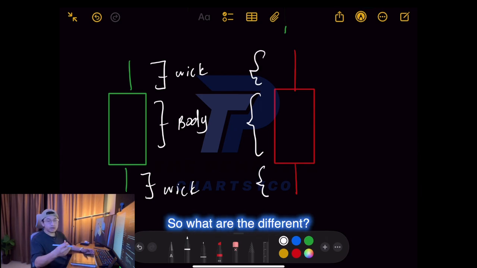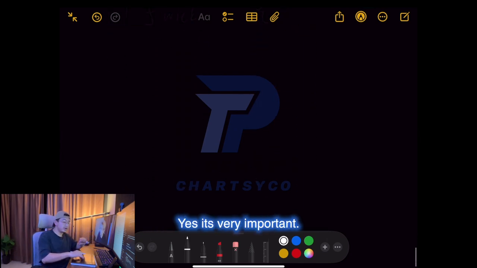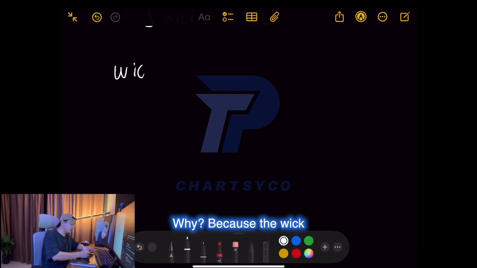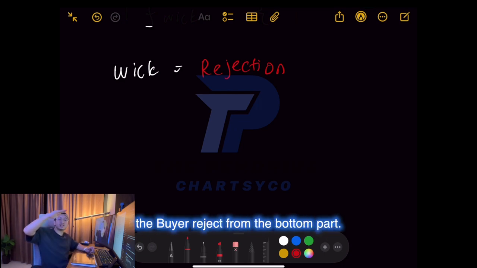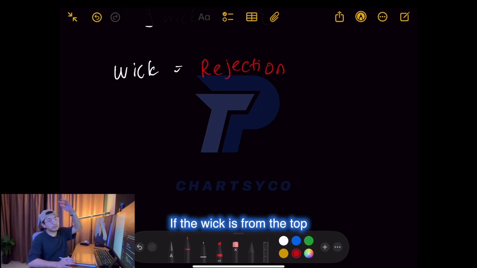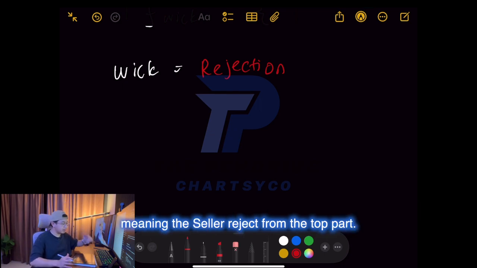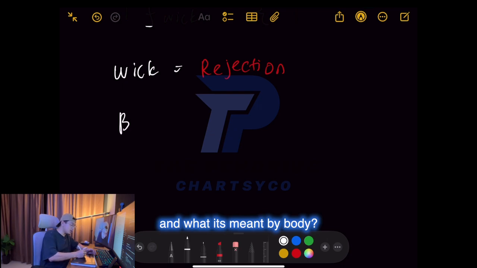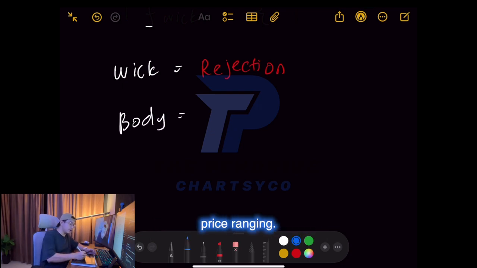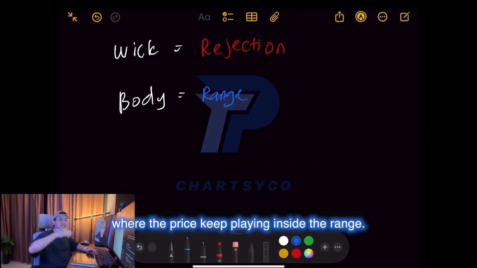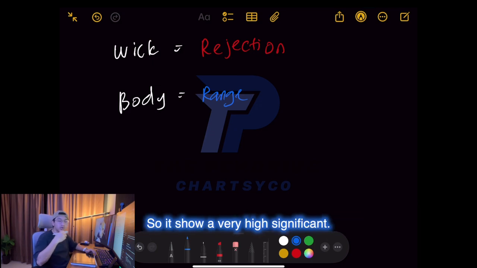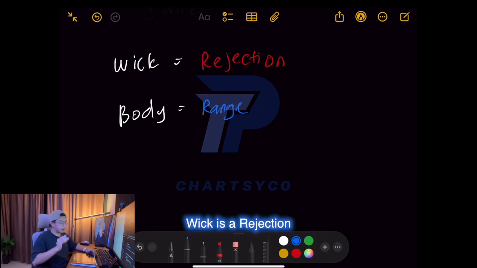So what are the differences? Why do we need to know about the body and the wick? Is it important? Yes, it is very important. Because the wick shows a rejection. If the wick is from the bottom, it shows that the buyer rejects from the bottom part. If the wick is from the top, it means the seller rejects from the top part. And what is meant by body? Body is the price range, meaning the stable price, where the price keeps playing inside the range, so it shows very high significance. Wick is a rejection and body is the range.